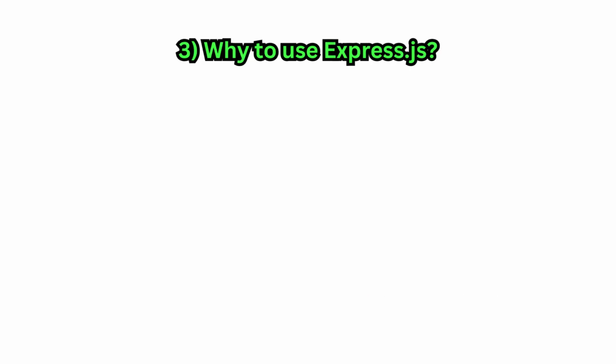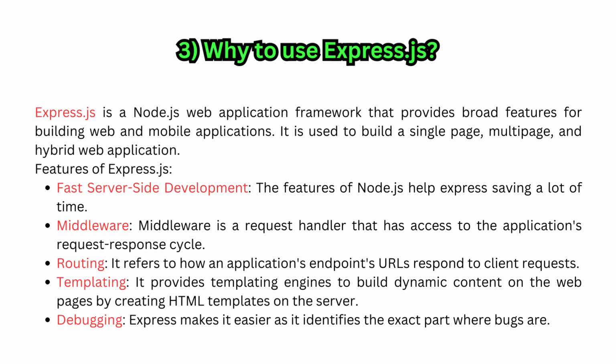Question 3. Why use Express.js? Express.js is a Node.js web application framework that provides broad features for building web and mobile applications. It is used to build single-page, multi-page, and hybrid web applications. Features of Express.js: 1. Fast server-side development. The features of Node.js help Express save a lot of time.